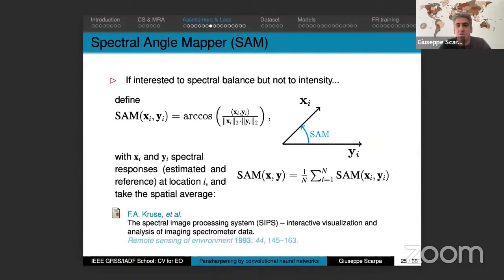This can be a desirable feature in applications where the relative proportions among bands' response count more than their absolute value, for example, for soil classification or other applications. So the intensity, in fact, can be heavily affected by weather conditions, pollution, or other aspects, whereas the spectral proportions may be more robust, more insensitive to these atmospheric conditions. So we can give more importance to the preservation of the spectral proportions among the spectral bands.